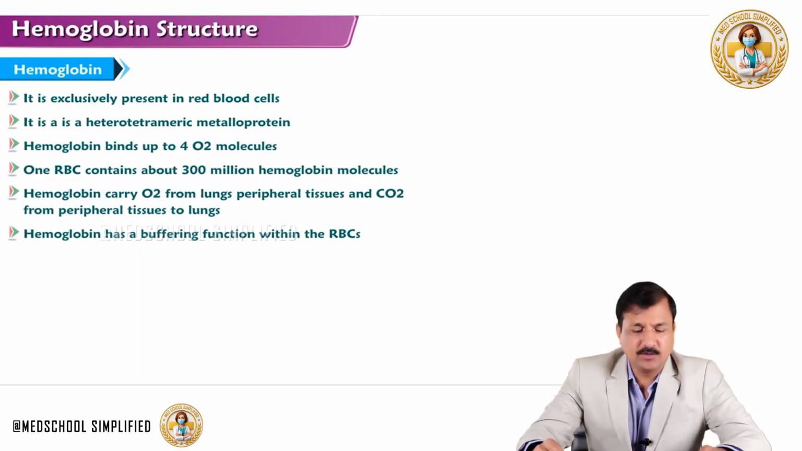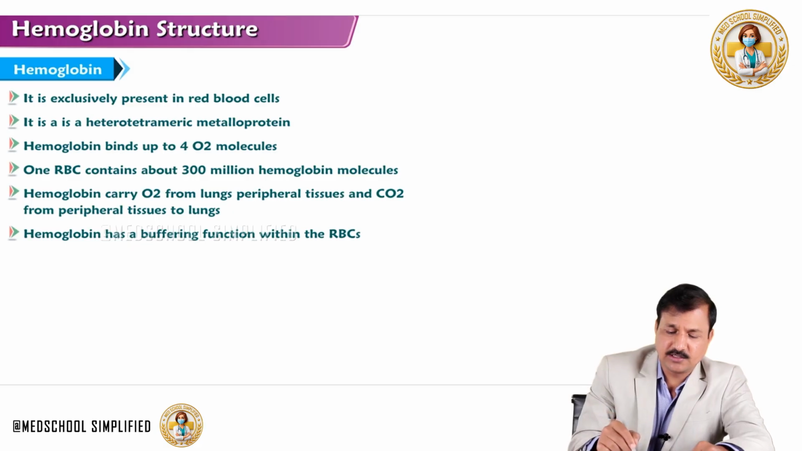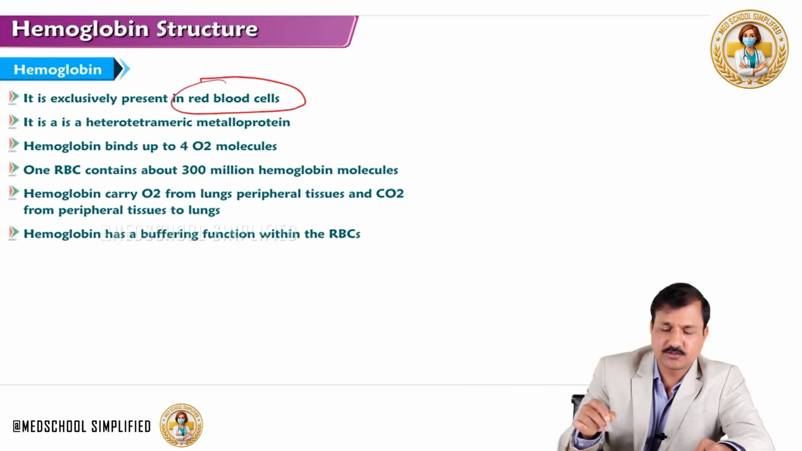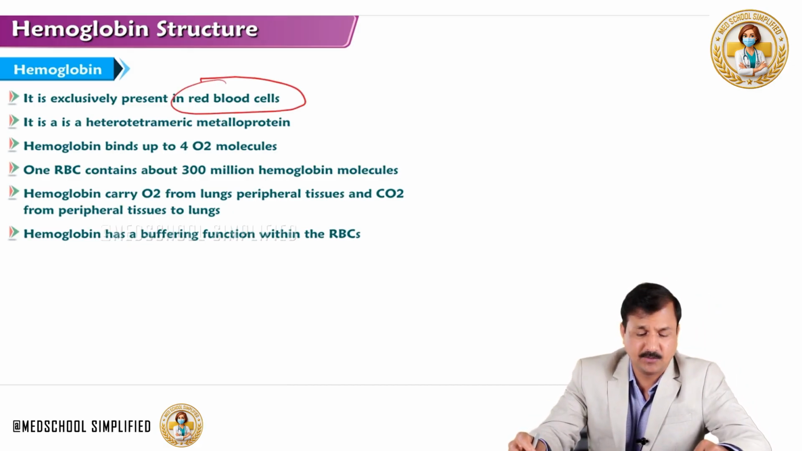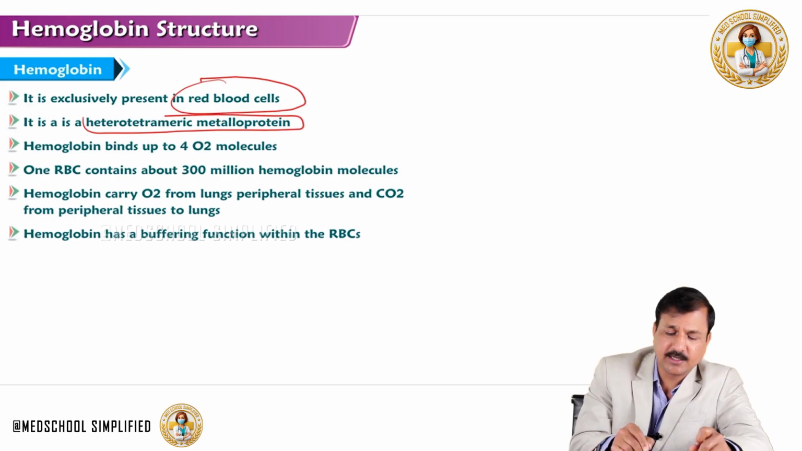Now note that hemoglobin is exclusively present in red blood cells. So other than red blood cells, no other tissues or cells in our body contain hemoglobin. So what is this hemoglobin molecule? Hemoglobin is a heterotetrameric metalloprotein.